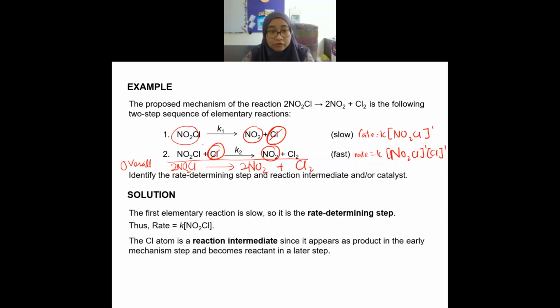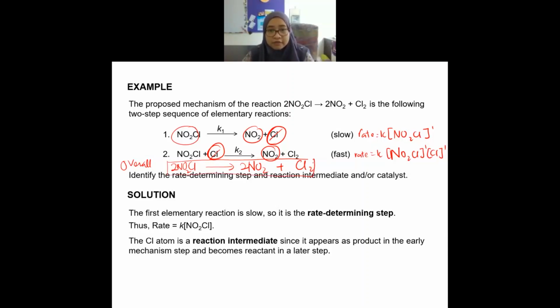Is it 2? Right? NO2, NO2. It's the same thing, right? NO2Cl, NO2Cl. Okay? Alright, so the rate law for this one, remember for the overall reaction last time?